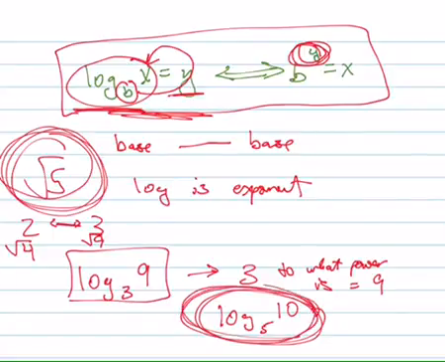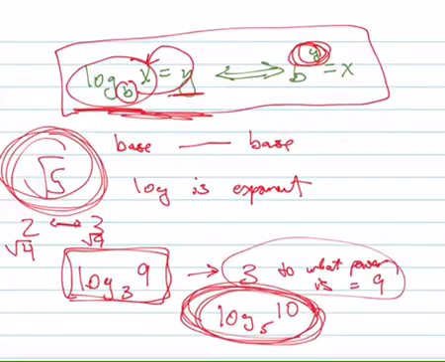Okay? So what is a logarithm? Well, the log base 3 of 9 just means 3 to what power equals 9. That would be 2, because 3 to the second power equals 9. So what's the log base 5 of 10? Well, that's just saying 5 to what power equals 10.